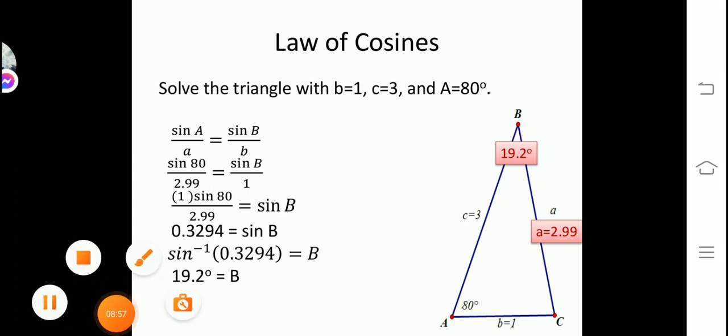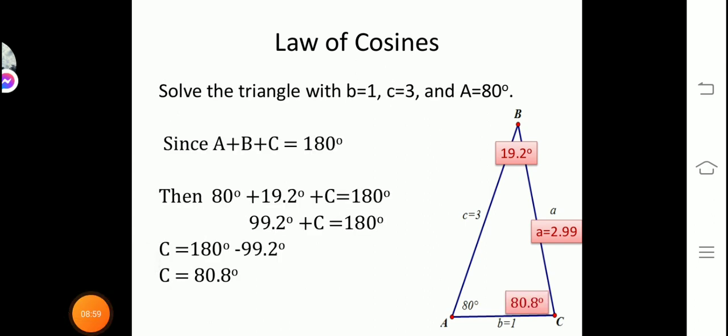Now for the third angle. The sum of A plus B plus C equals 180 degrees. So 80 degrees plus 19.2 degrees plus C equals 180 degrees. So 99.2 degrees plus C equals 180 degrees. So C equals 180 degrees minus 99.2 degrees. So the answer is C equals 80.8 degrees. That was the law of cosines.